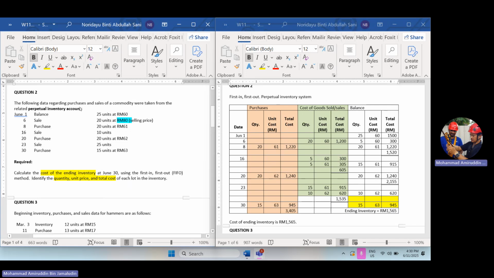Okay, come back to here. So done with the opening balance. I go to 6 June. It is a sales. So we sold goods. How many units? 20 units.